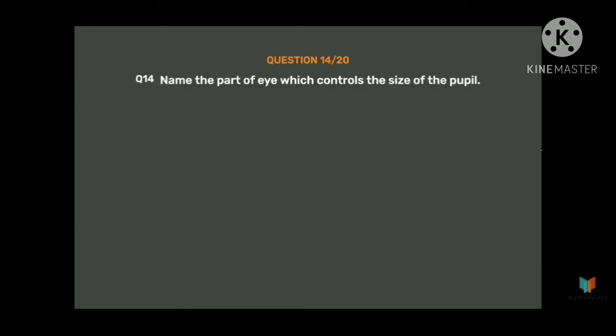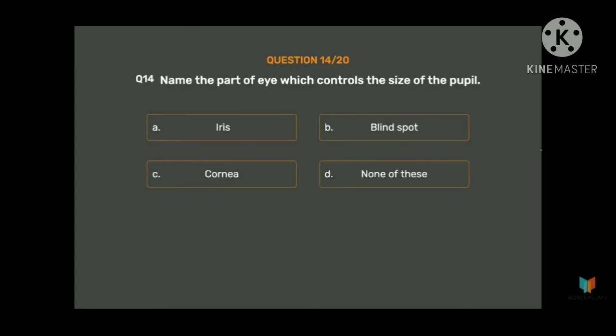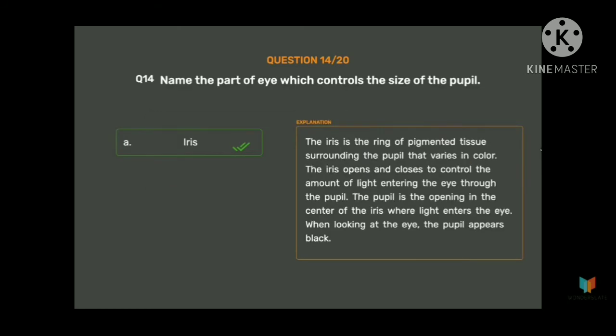Question number 14. Name the part of eye which controls the size of the pupil. Option A, iris. Option B, blind spot. Option C, cornea. Option D, none of these. The correct answer is option A, iris. The iris is the ring of pigmented tissue surrounding the pupil that varies in color. The iris opens and closes to control the amount of light entering the eye through the pupil. The pupil is the opening in the center of the iris where light enters the eye. When looking at the eye, the pupil appears black.